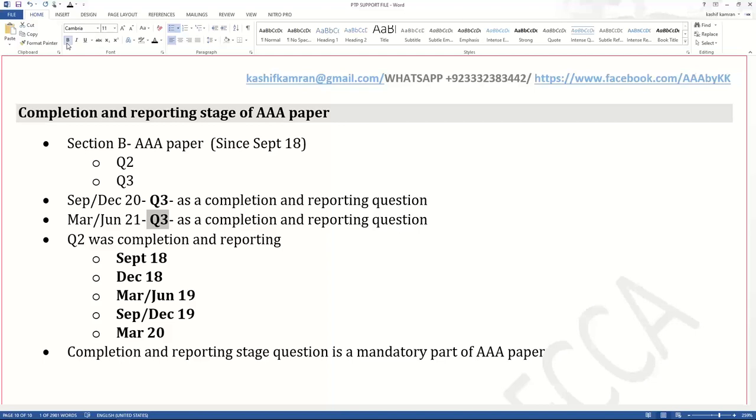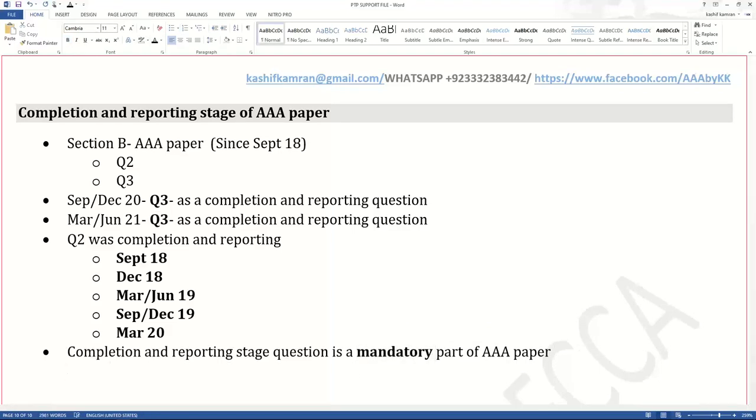We just saw the 2 question number 2s, right? In one of the question 2s, we had quality control issues in March, June 21. And even in September, December 21, in question 2, we had ethical and professional issues. But don't get distracted. In question 2, you can also get other assignments. And I hope you know your other assignments syllabus area, which we will be covering on the last day of the webinar. Is everyone clear with the overview of the completion and reporting stage and how important that is to pass the paper? Because it's something mandatory in your 100 marks paper. So you cannot be weak in this area.